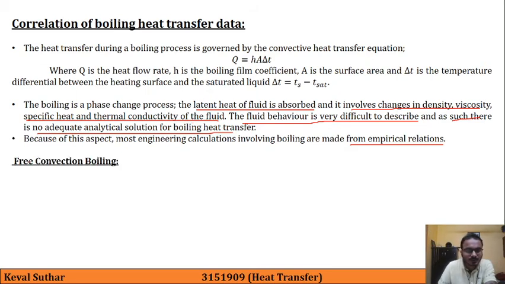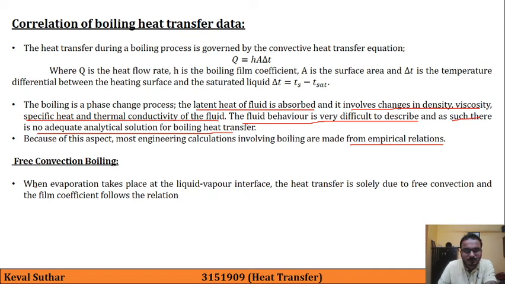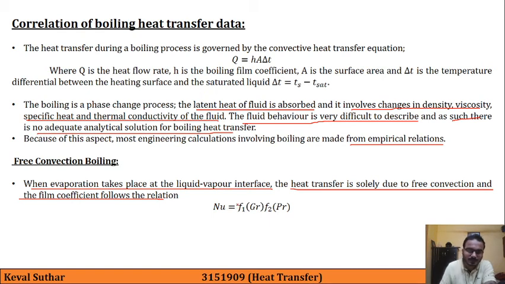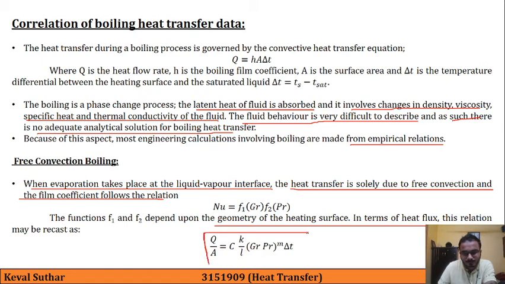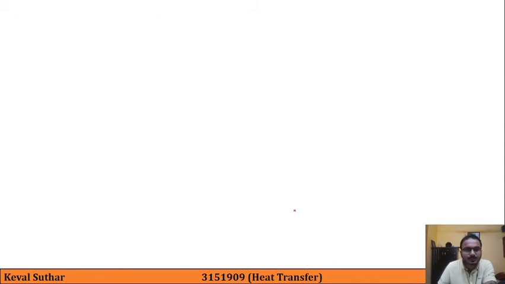First is free convection boiling. When the evaporation takes place at the liquid-vapor interface, the heat transfer is solely due to free convection, and the film coefficient is obtained by this formula. We also know that this is the empirical correlation for free convection: Nu is a function of Gr and a function of Pr. So F1 and F2 here depend on the geometry of the heating surface, and we can write this in terms of heat flux in this way, where constant C and exponent m are determined from the experiments.